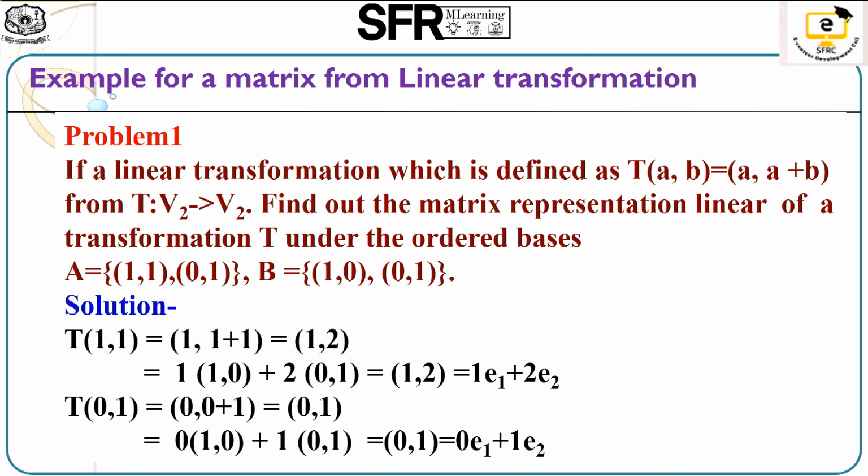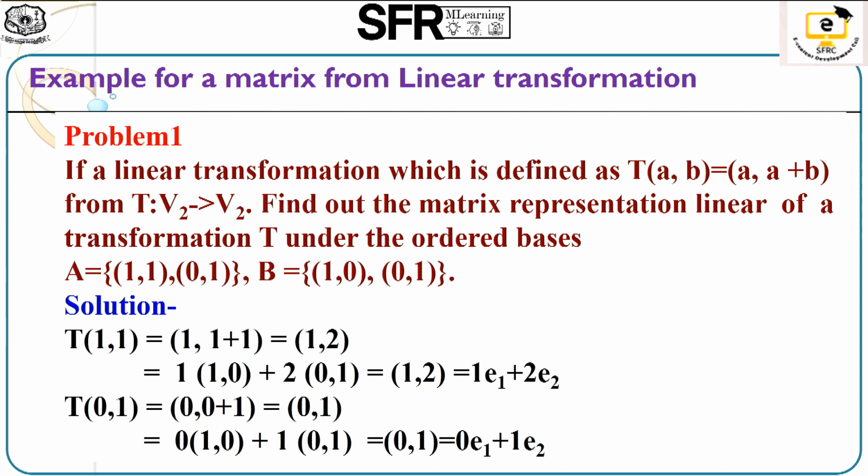Again we use the standard basis: 1 into E1, where E1 is nothing but (1, 0), and 2 into E2, where E2 is nothing but (0, 1). We have to multiply this: (1, 1) plus (1, 0) equal to 0, therefore 1 into E1.